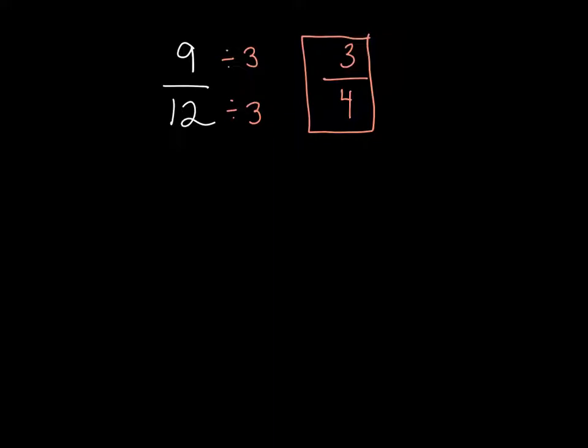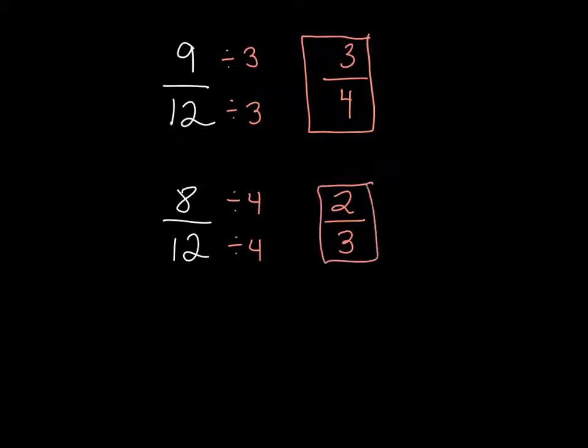Let's look at another example. Let's say 8 over 12. 8 and 12 can both be divided by 2. That would give an equivalent fraction. However, the greatest common factor would be 4. That would be the best one to divide it by. That's how you get it in the lowest terms. 8 divided by 4 is 2. 12 divided by 4 is 3. So that reduces to 2/3.